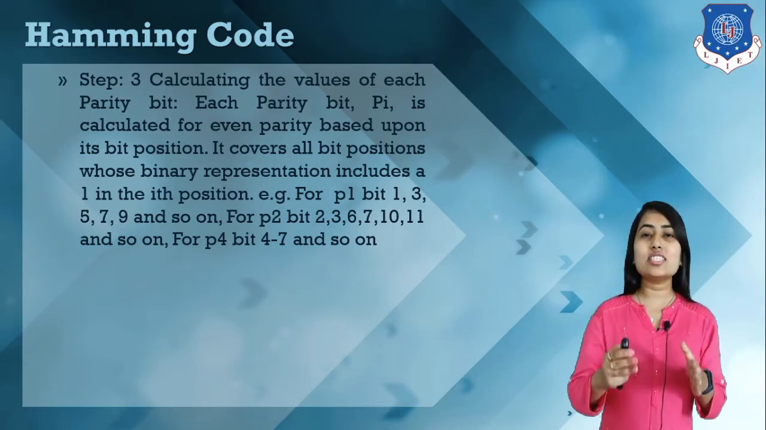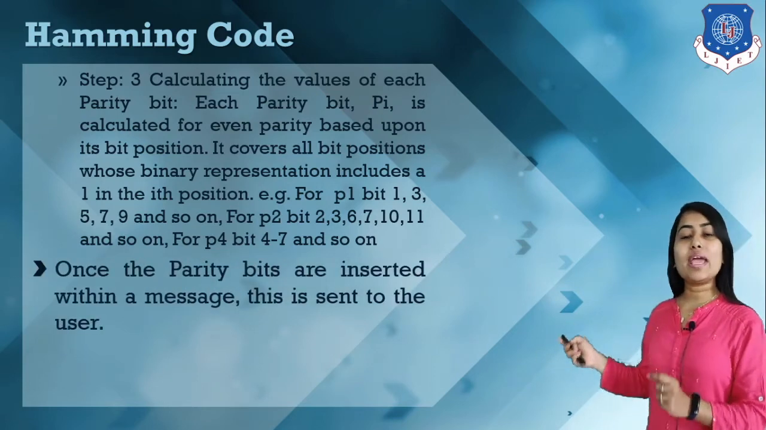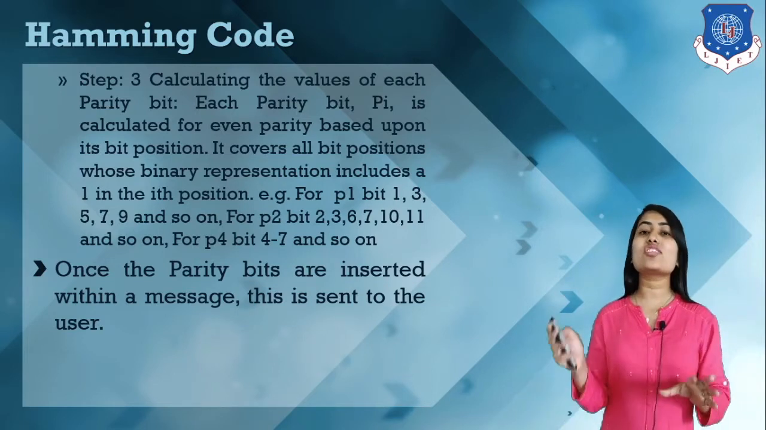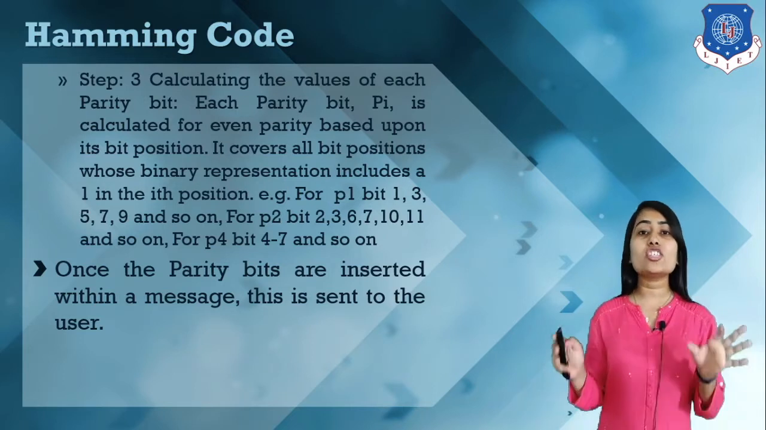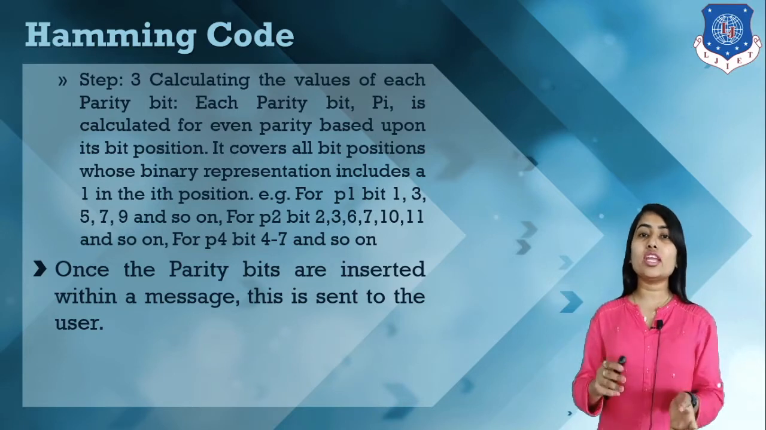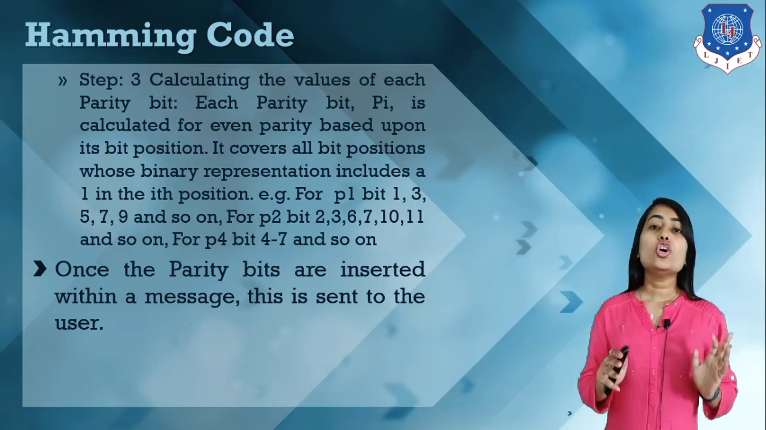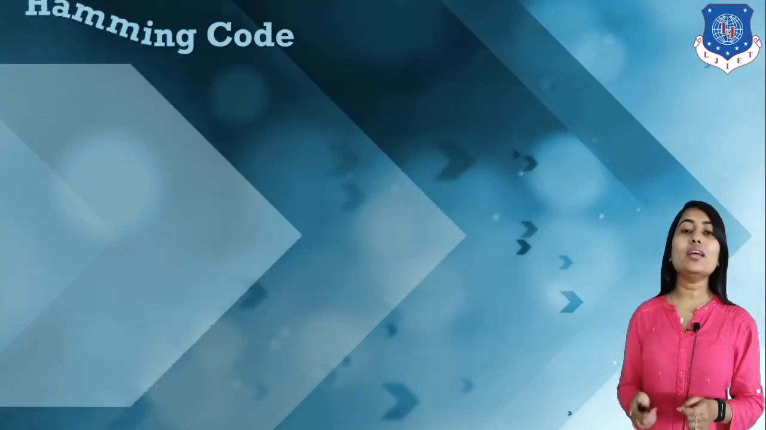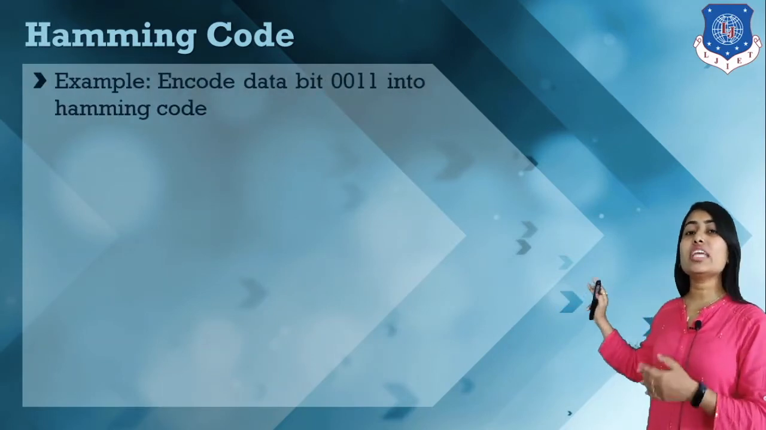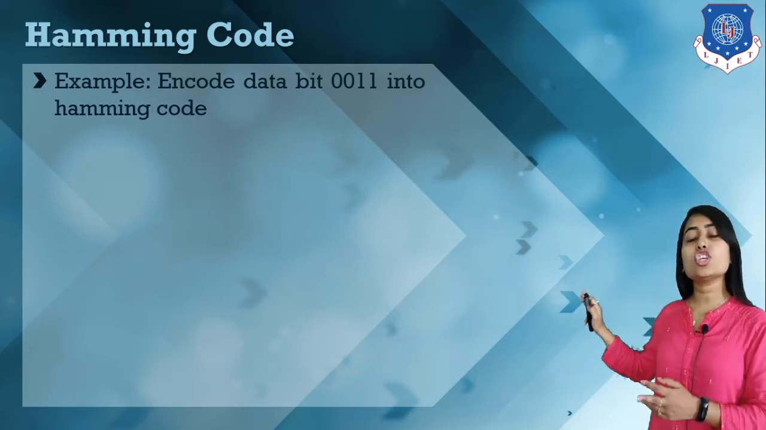Okay, let's discuss this procedure with an example. Once the parity bit is inserted, it is transmitted to the receiver, so our information is coded into Hamming code format. How is information encoded for error correcting purposes? Here we have one example: encode the message 0011 in Hamming code format. We have a 4-bit message, and we have to encode it into Hamming code format.